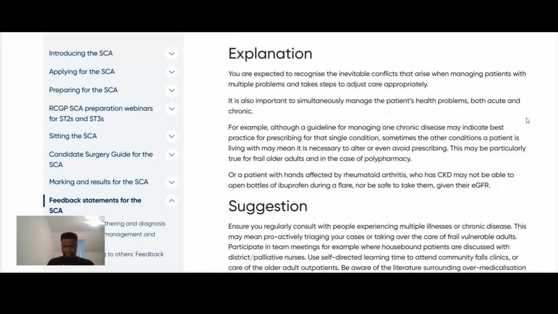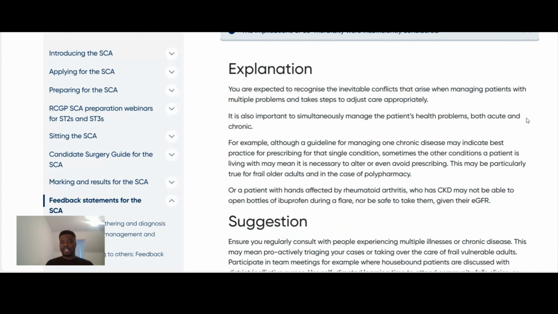For instance, you've got a patient whose hands are affected by rheumatoid arthritis, and they have CKD. It must be thought that it's possible for them not to even be able to open bottles. It's possible for them not to be able to do activities of daily living. Is this considered? Is this dealt with? That is what this feedback statement is about.